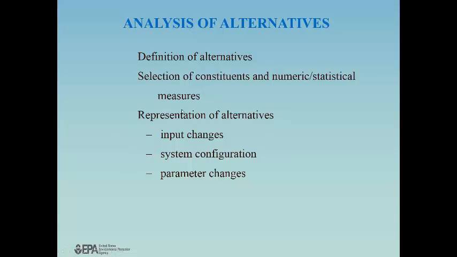And then representation of alternatives in the model usually involves input changes, the way the model is put together, the configuration, or parameter changes in the model. And these are the three major ways we can make changes on the watershed. You can't actually make it in the real world, but you can do it within the model and relatively quickly determine what the impact of those changes are likely to be.